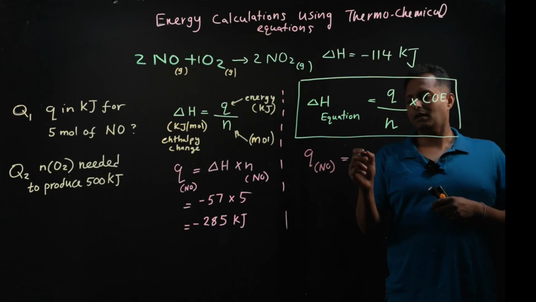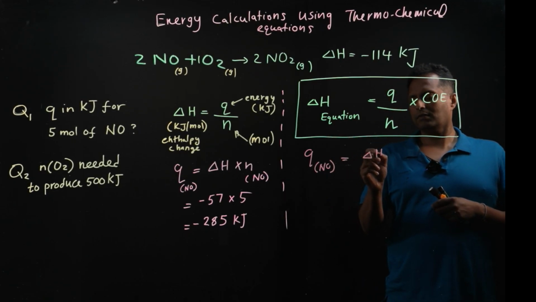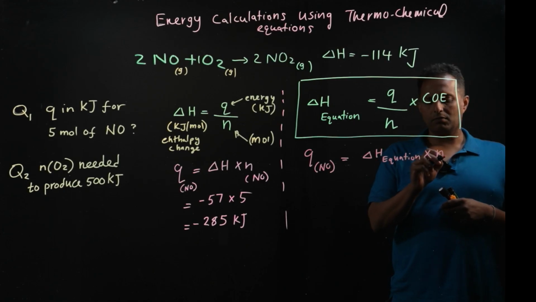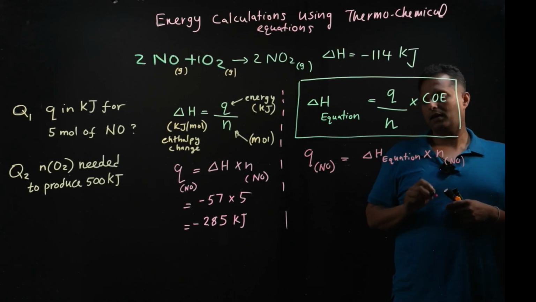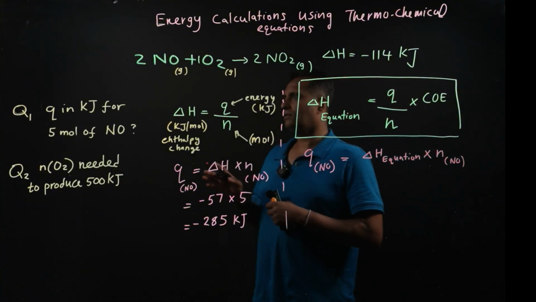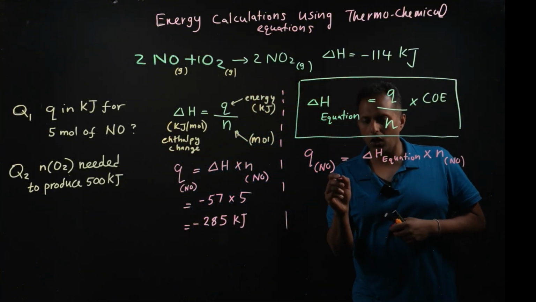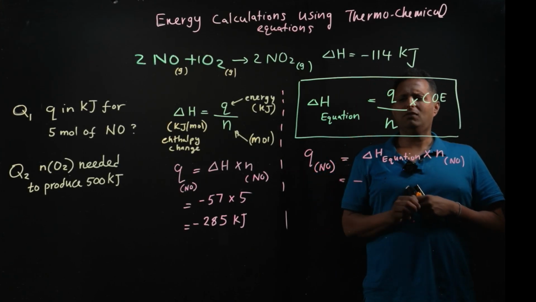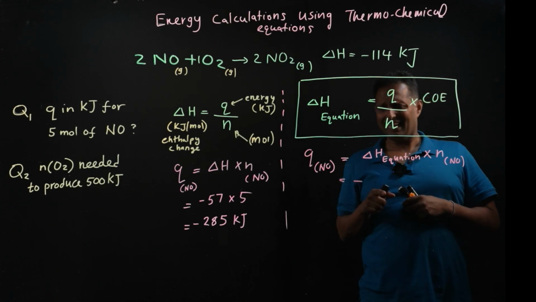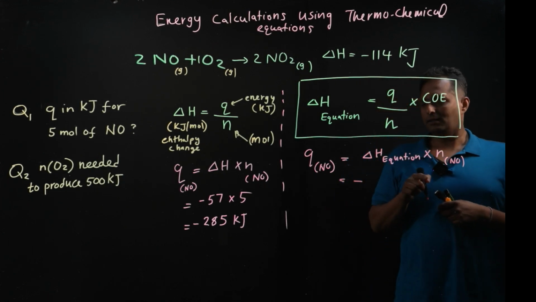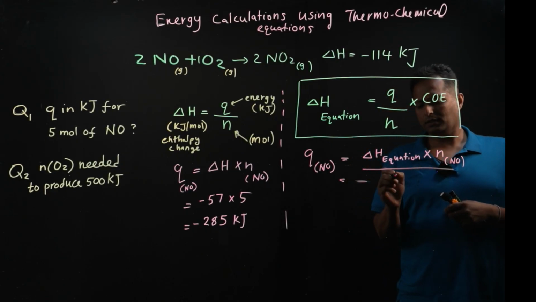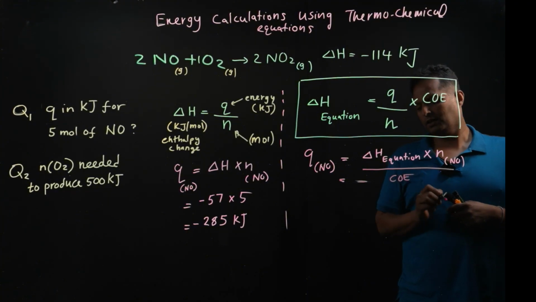Delta H of the equation, I rearrange it. Delta H of the equation times the number of moles, in this case the number of moles of NO, because we are trying to find out the energy related to 5 moles of NO. So look, what is the delta H of the equation? Oh, sorry, you forgot to divide this by the coefficient.